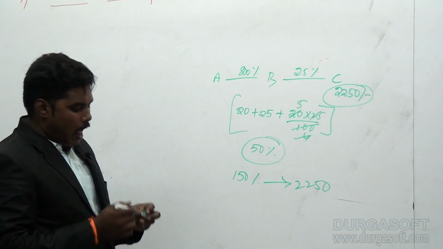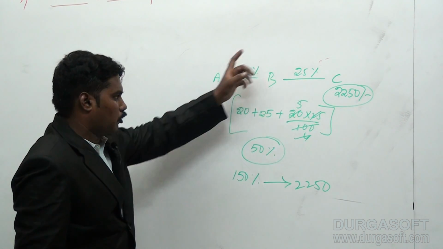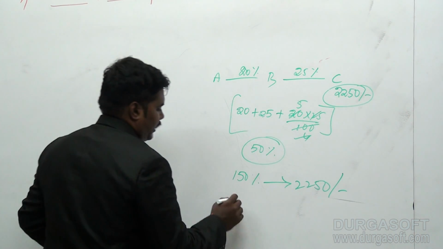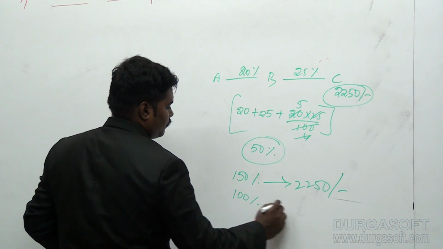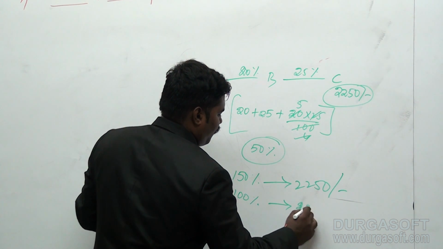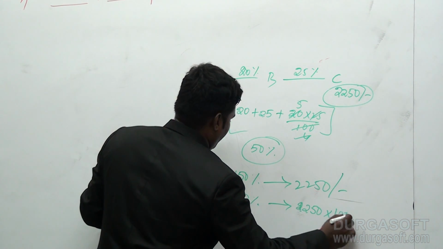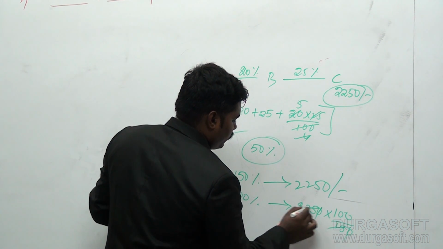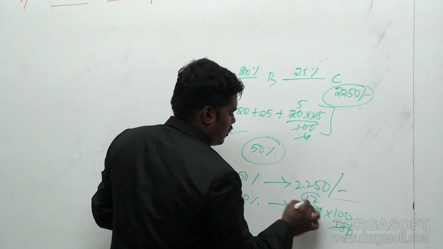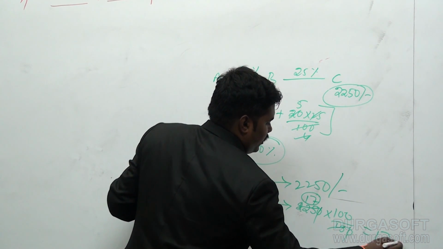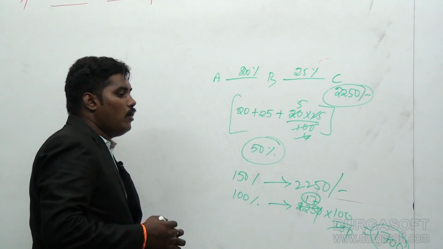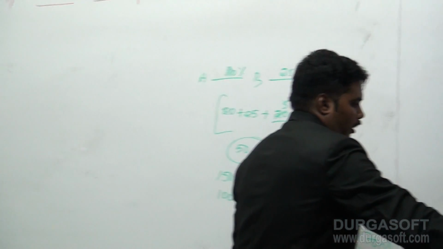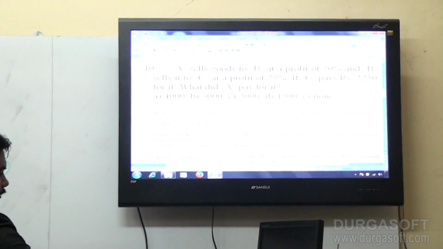Okay, so 150% is equal to 2250. Am I clear to you? This 2250 includes the total profit, that is 150% is equal to 2250. Then 100% is equal to 2250 into 100 by 150. Here the 0 cancels, 15 ones, 15 sevens, so totally it is 1700 rupees is the cost price of A. So what is the answer there? None. Okay, none is the answer in this case.